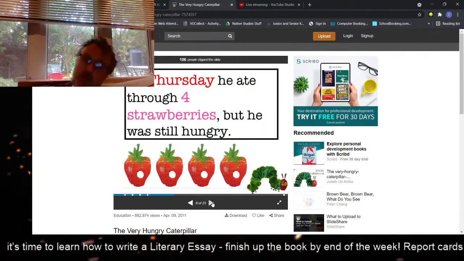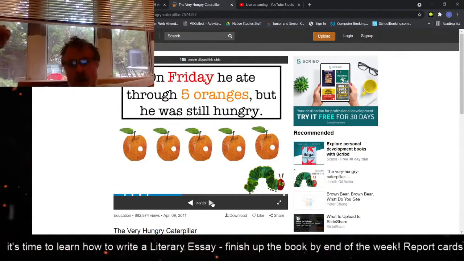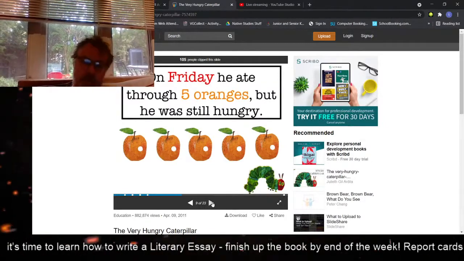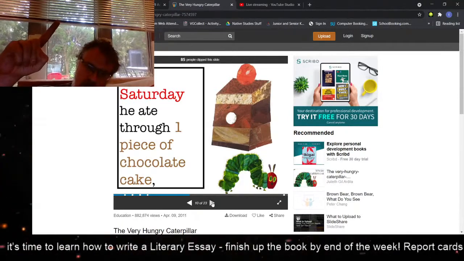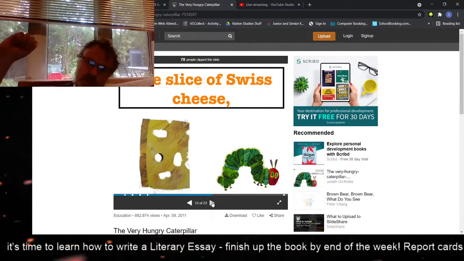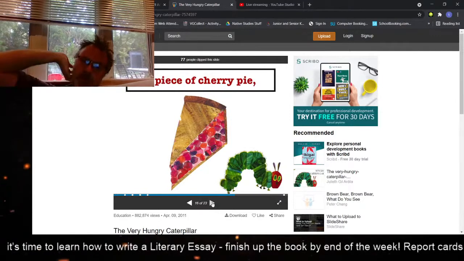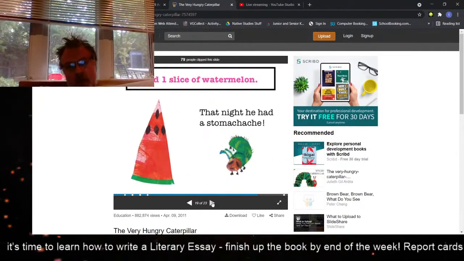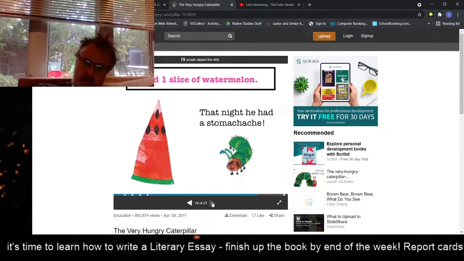On Thursday, he ate through 4 strawberries, but he was still hungry. On Friday, he ate through 5 oranges, but he was still hungry. On Saturday, he ate through 1 piece of chocolate cake, 1 ice cream cone, 1 pickle, 1 slice of Swiss cheese, 1 slice of salami, 1 lollipop, 1 piece of cherry pie, 1 sausage, 1 cupcake, and 1 slice of watermelon. That night, he had a stomach ache.